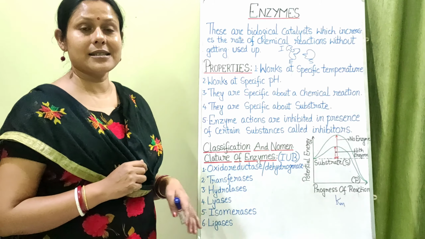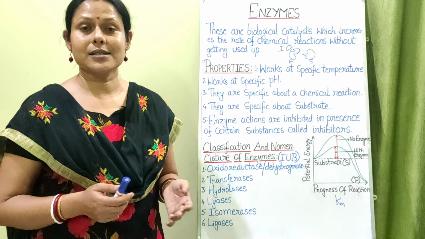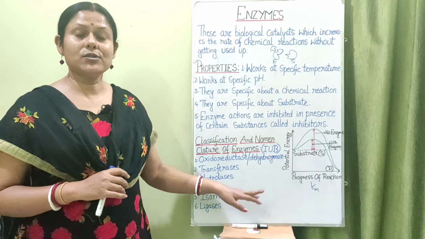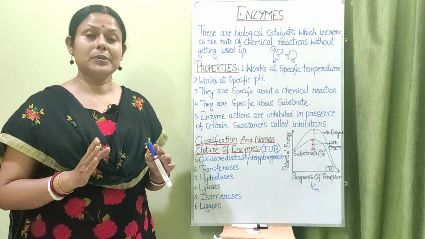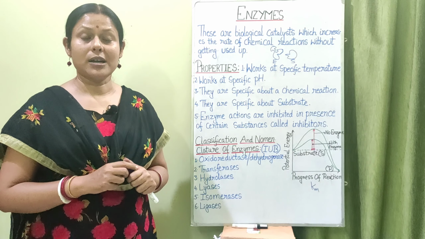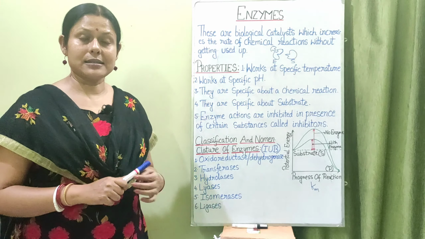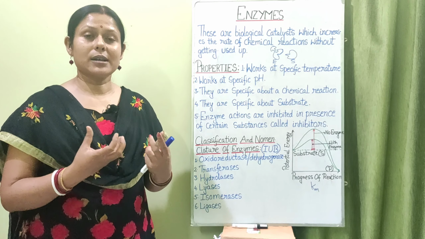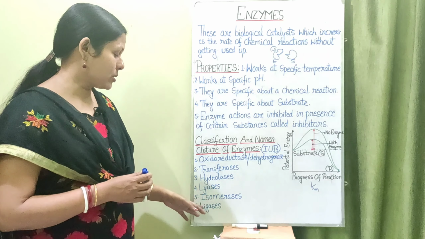An example of lyase is aldolase, and the example of hydrolase, as I told you, is the various digestive enzymes. The best example is amylase. The next one is called isomerases. Isomers means there will be a change in the structure, or there may be a change in the molecular formula. So that will be called isomerases. Next is ligases. Ligase means joining. When two small molecules or compounds are joined together by some bonding, we call it ligases.